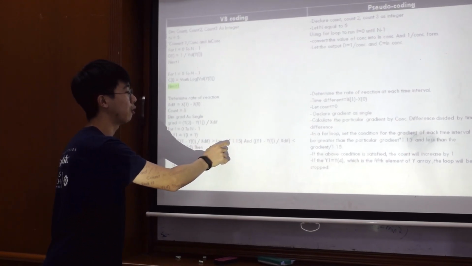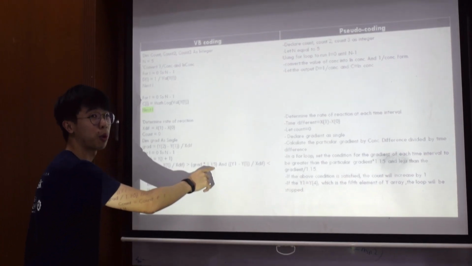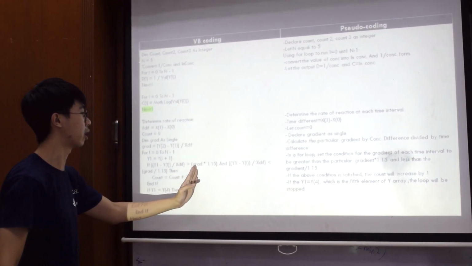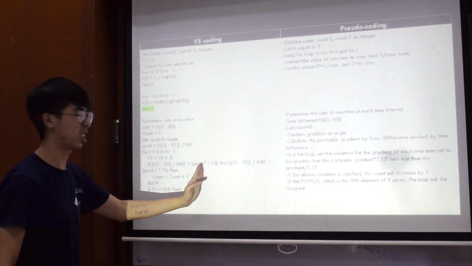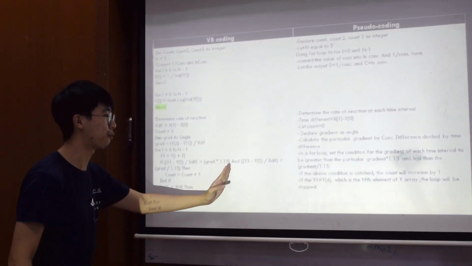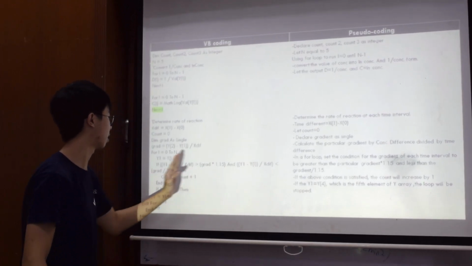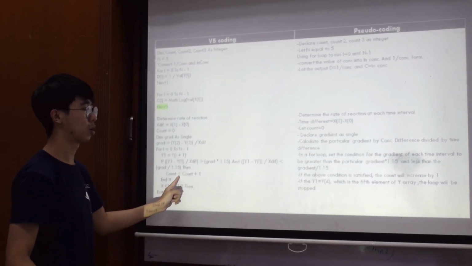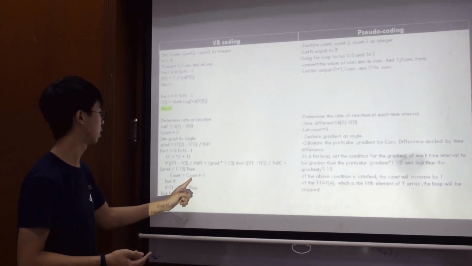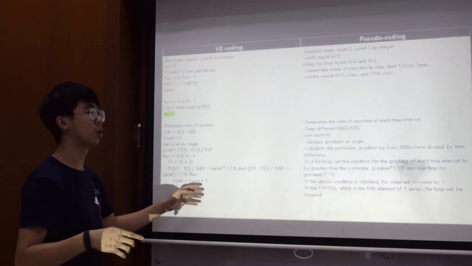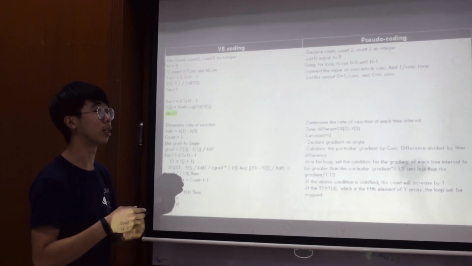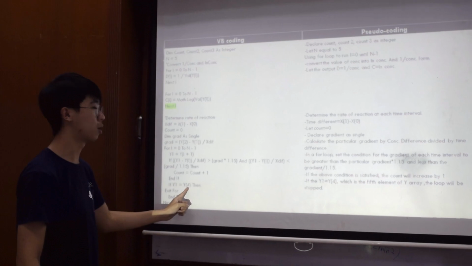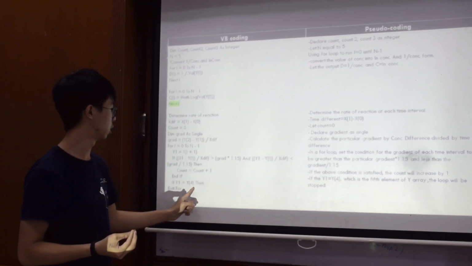Then we set a reference gradient, and we multiply it by 1.15 to set the range. If it is more than the gradient times 1.15, and it is less than the gradient divided by 1.15, then we add 1 to the count. This makes the loop continue until the loop ends at y equals 4, because we only have 5 values.